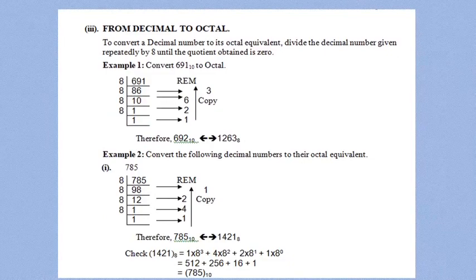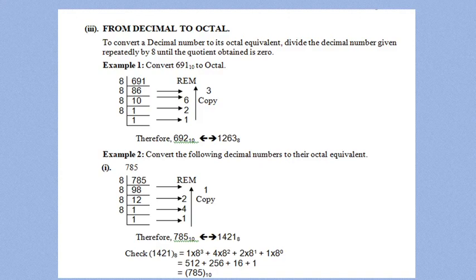Then we can look at how we convert decimal to octal. How do we convert decimal numbers to octal? That means to base 8. To convert a decimal number to its octal equivalent, divide the given number repeatedly by 8 until the quotient you obtain is 0.